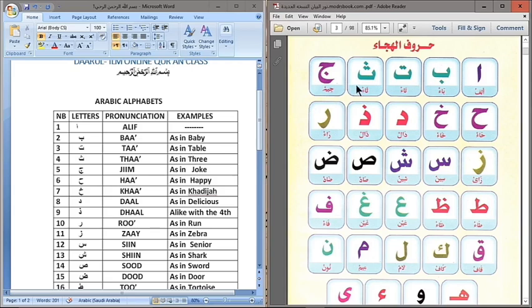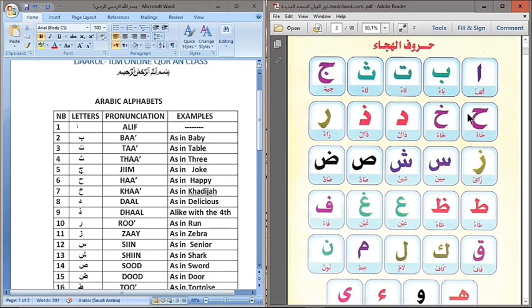And the next, which is this, is pronounced tha, as in three, tha, three. So it's pronounced by placing the tip of our tongue in between our upper and lower incisors, and it is pronounced tha.